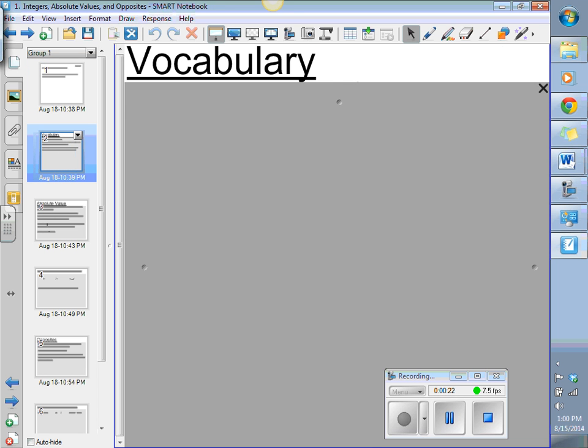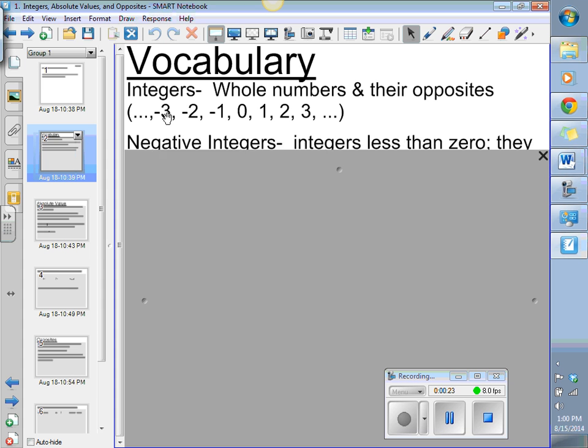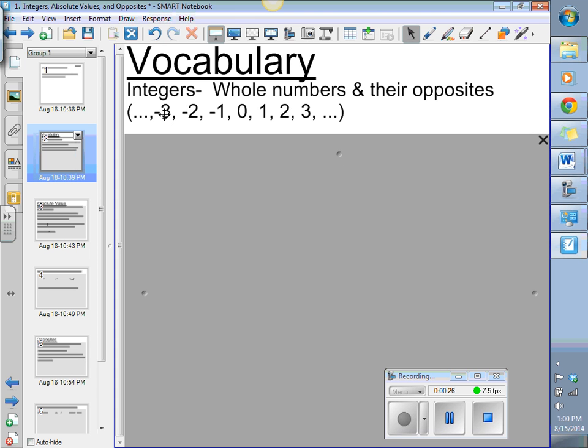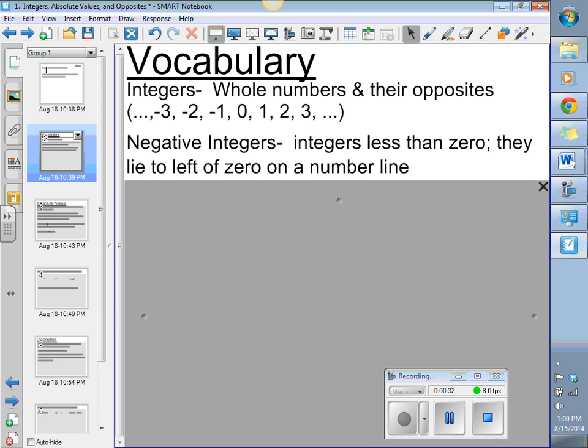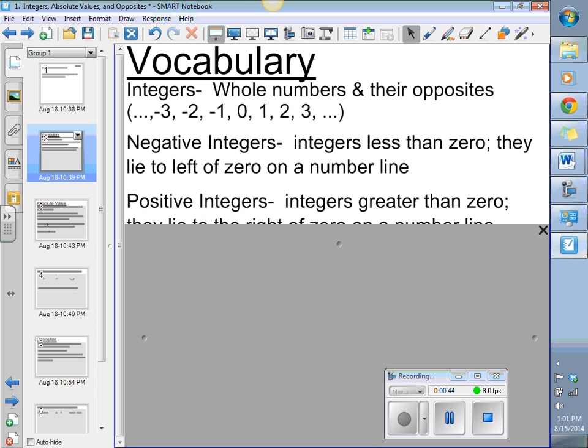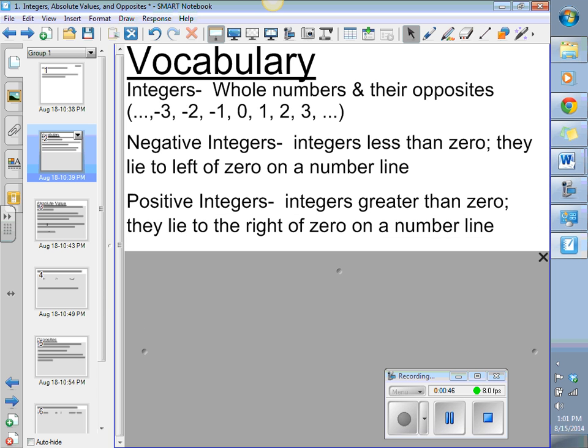We have our vocabulary. Start with integers. These are whole numbers and their opposites. So no decimals, no fractions, but they include negatives. Negative integers are integers that are less than 0. They lie to the left of 0 on a number line. Think left of 0, less than 0, left, less. Think of the L's. Positives are greater than 0. They lie to the right.